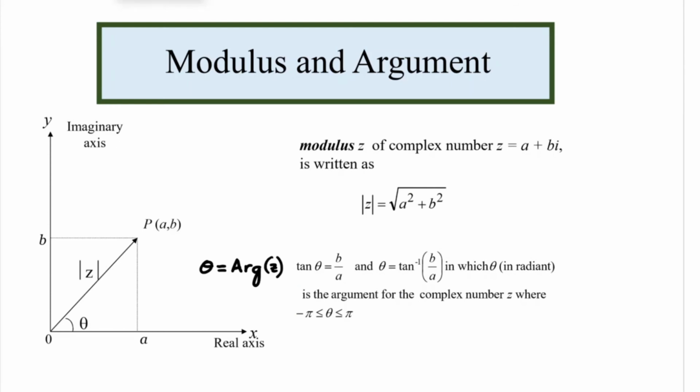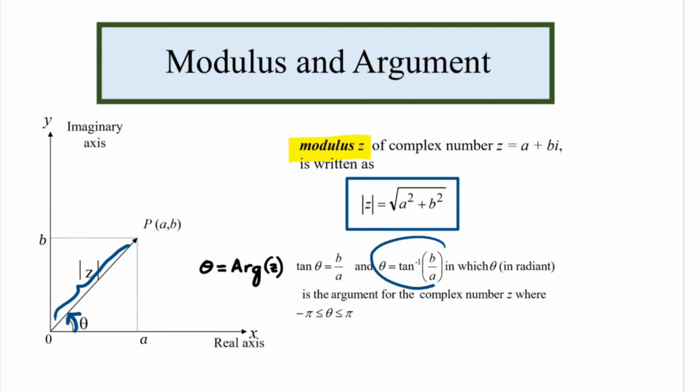Modulus and argument. Modulus of z of complex number is given by square root of a squared plus b squared. It measures the distance from origin to P. Argument measures the angle from x-axis to line OP. Formula: argument theta equal to tan inverse of b over a in radian.